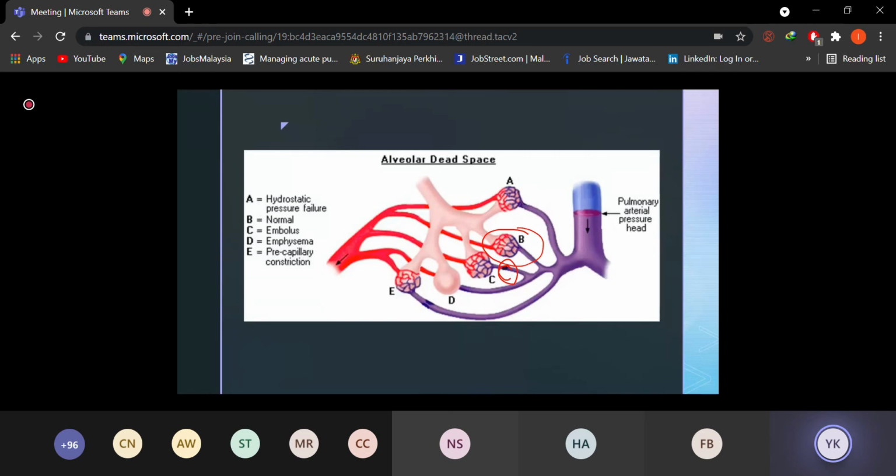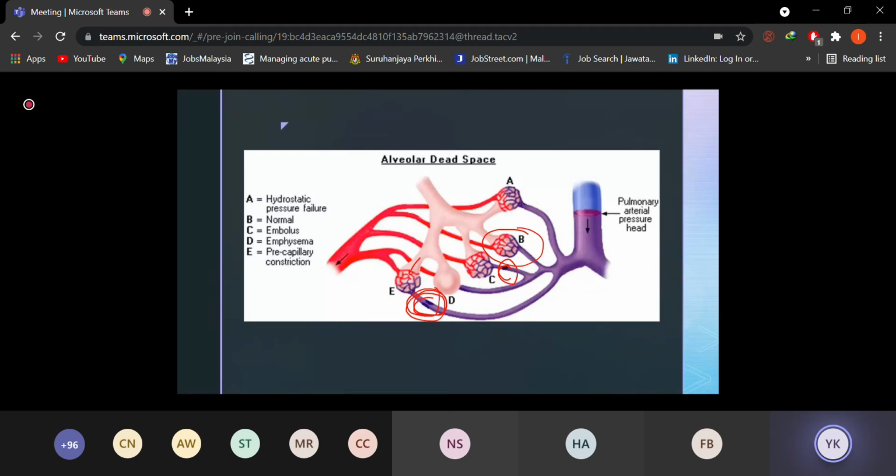E, pre-capillary constriction. There is a constriction at the pre-capillary stage, something like an embolism as well. When there is a constriction, there is less blood flow, so the perfusion is not enough. Let's say 100 is moving in; even though there is a blood vessel going through, maybe only half of it is able to perfuse.